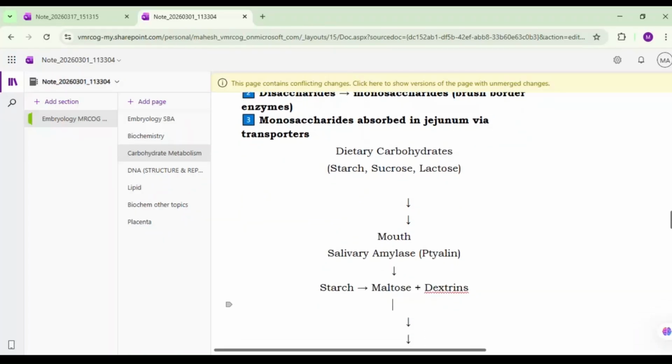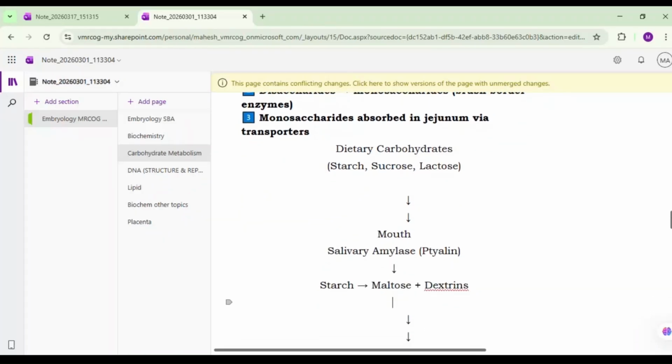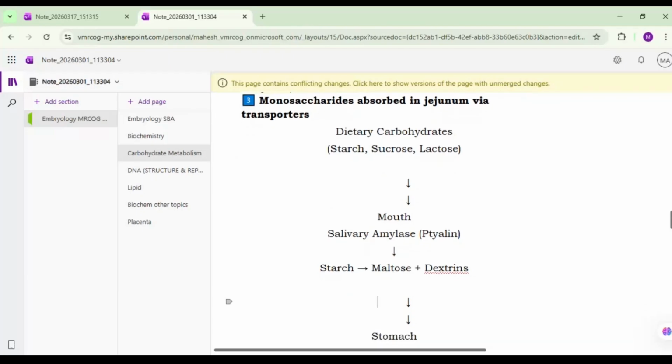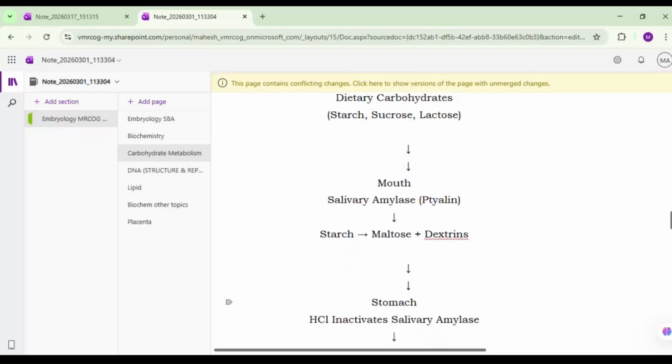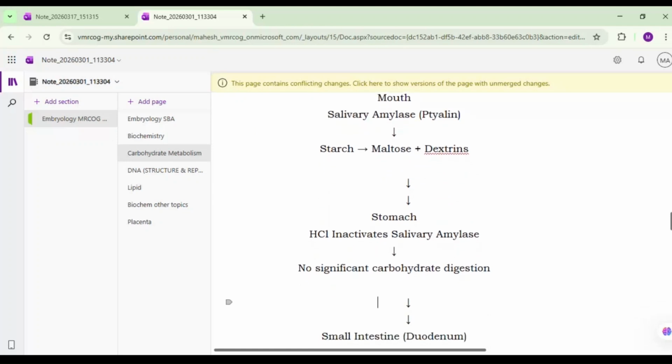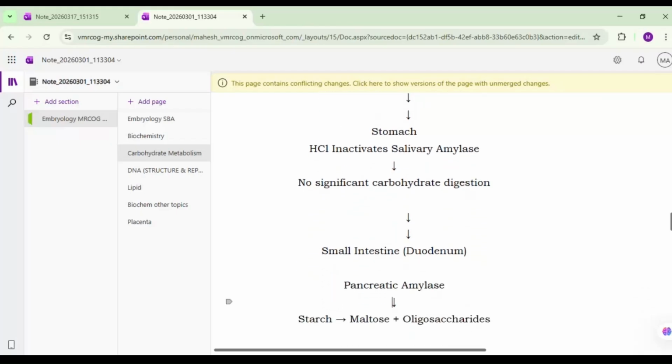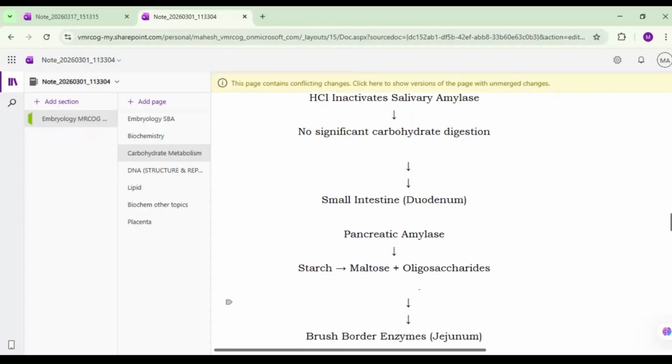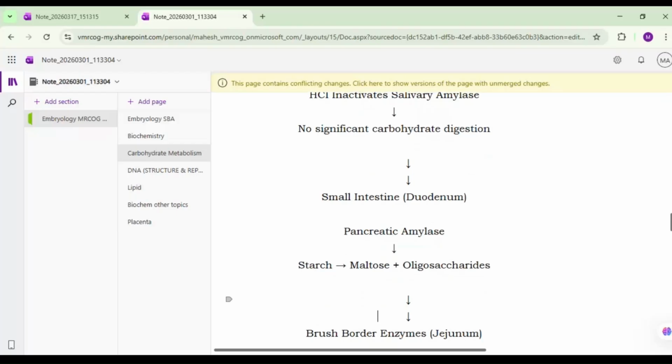So this flow chart shows the dietary carbohydrates getting converted, that is the starch, sucrose, and lactose, in the mouth via the action of the salivary amylase or the ptyalin. They will get formed into maltose and dextrins. In the stomach, HCl, that is hydrochloric acid, will inactivate the salivary amylase. There is no significant carbohydrate digestion in the stomach. Then in the small intestine and duodenum, pancreatic amylases are there. They will convert the starch into maltose plus oligosaccharides.